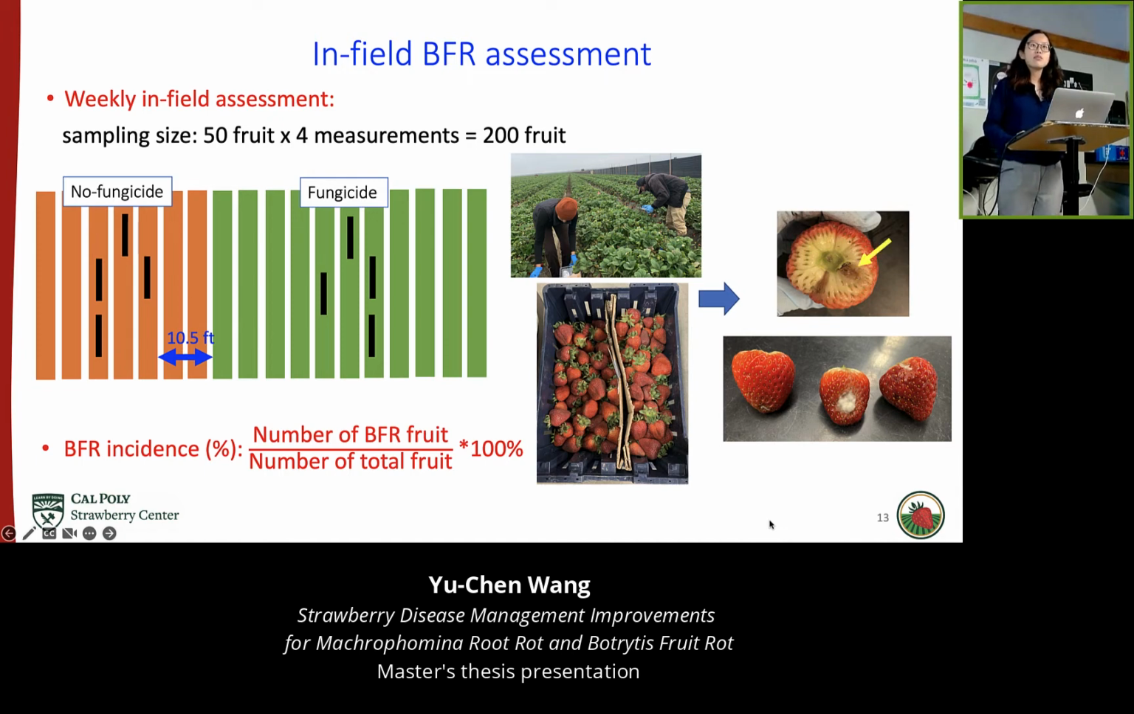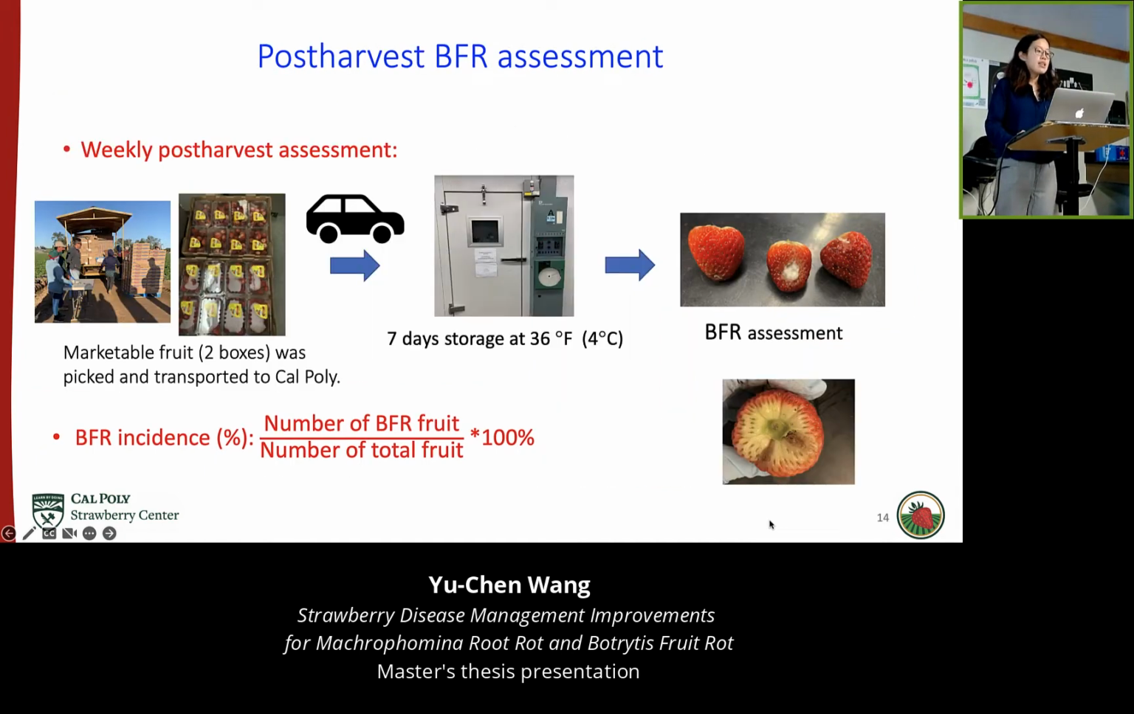The next assessment is post-harvest. This assessment was made by going to the field when the grower has the commercial picker pick. We get 2 boxes of marketable fruit from them, transfer them to clamshells, and store them for 7 days under cold storage, then conduct the Botrytis fruit rot assessment and calculate the Botrytis fruit rot incidence.